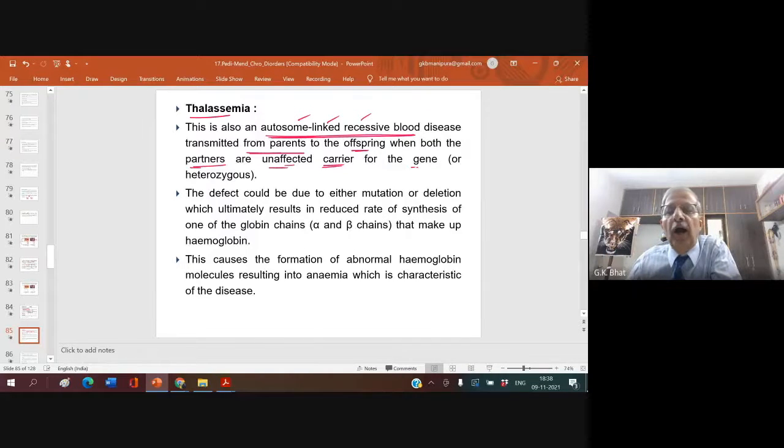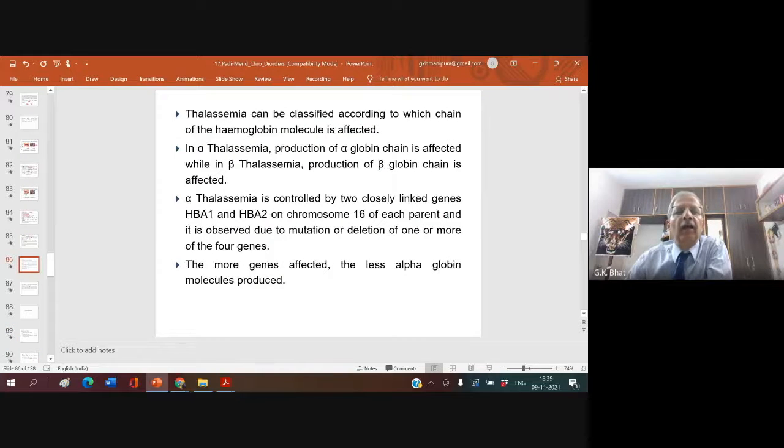The defect could be due to either mutation or deletion, which ultimately results in a reduced rate of synthesis of one of the globin chains, alpha or beta. One of them. So thalassemia is of two types: alpha thalassemia and beta thalassemia. In alpha thalassemia, production of the alpha globin chain is affected, so alpha globin chain is produced less. In beta thalassemia, production of the beta globin chain is affected, so beta globin chain is produced less. Understood? Clear? Are you hearing me? Yes, sir. So there are two types of thalassemia.